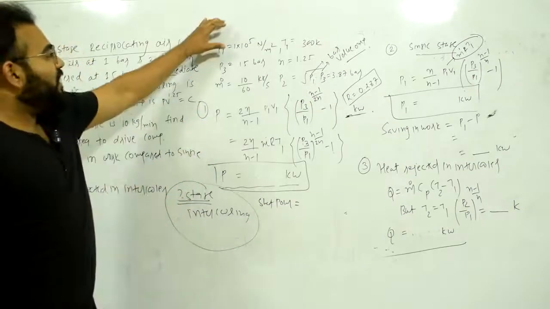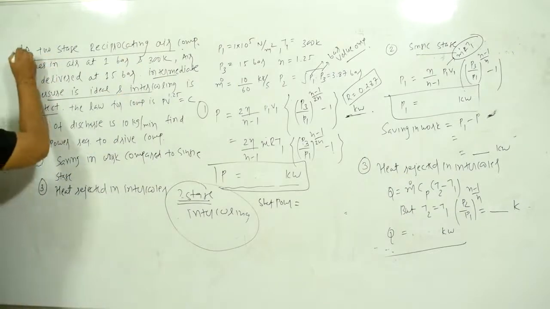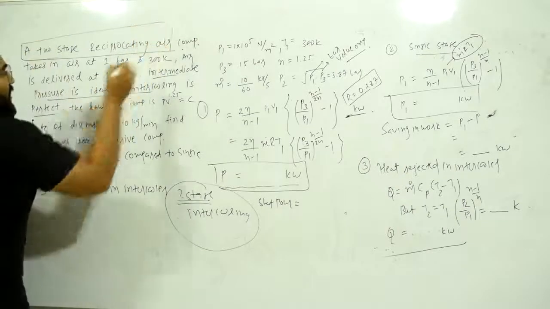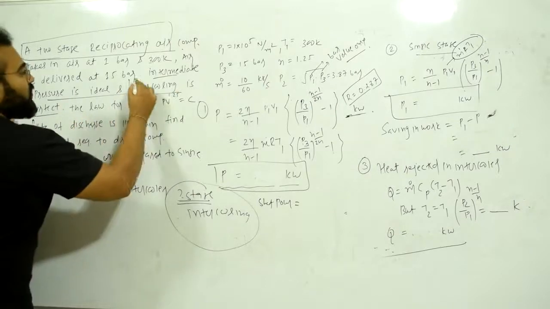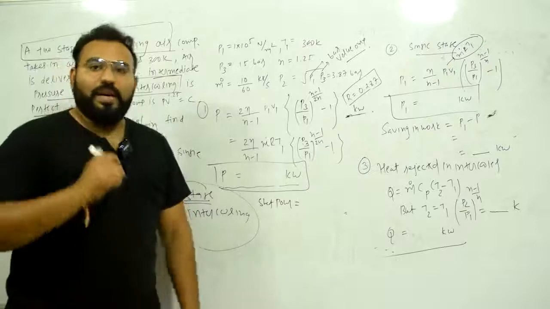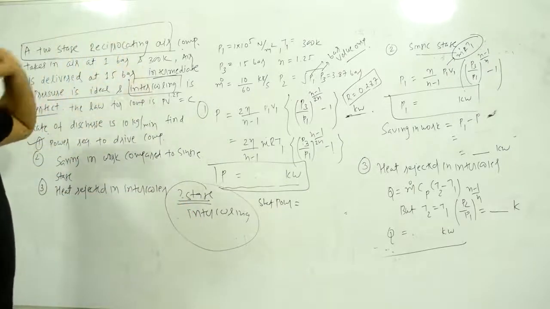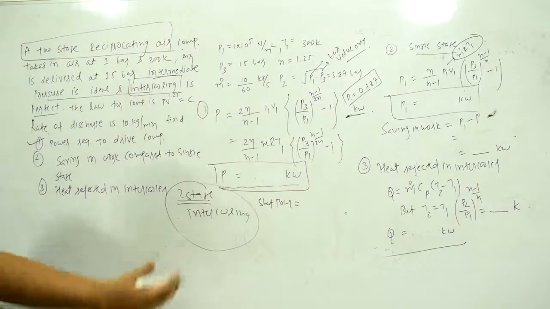So first we will write the given data. First you have to remember here they have given two stage, and here intercooling. So these two words are there. We have seen the theory in the last video, and this example is related to that series. That's how you can identify it.